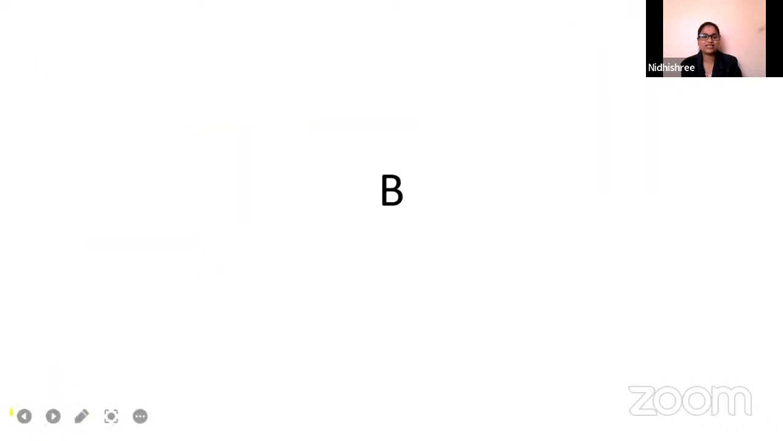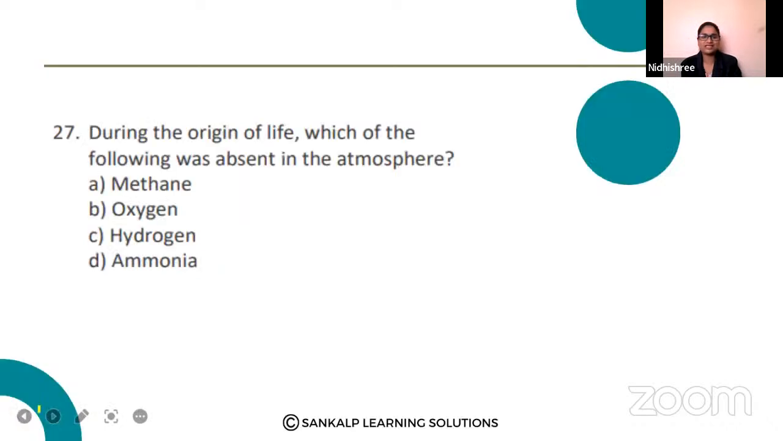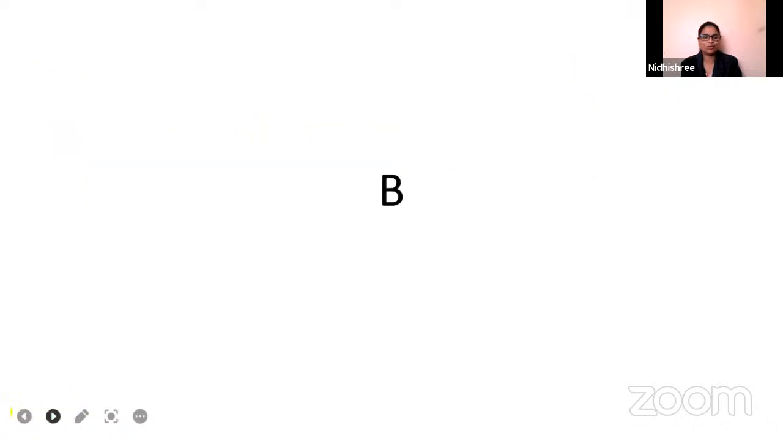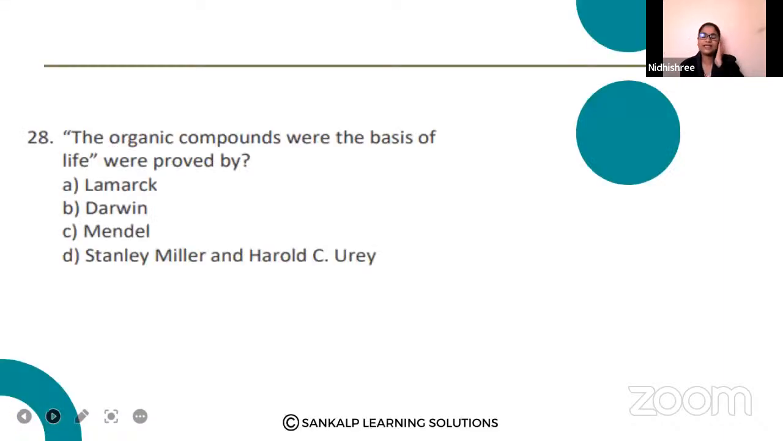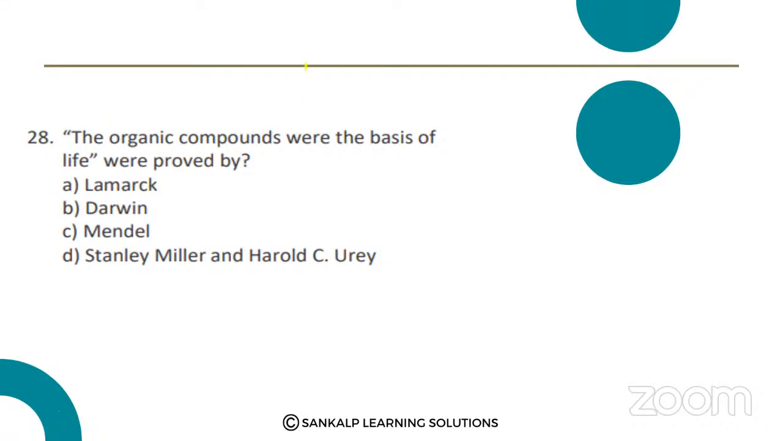Option B, oxygen is the right answer. Oxygen is the right answer. Just now we read it in the slide, right? Oxygen appears after the water breakup. The organic compounds that were the basis of life were proved by Lamarck, Darwin, Mendel, Stanley Miller, and Harold C. Urey. Organic compounds were the basis of life. Option D, ma'am.